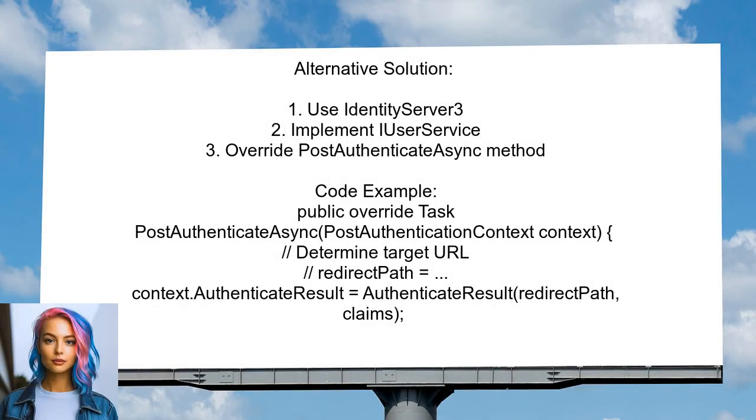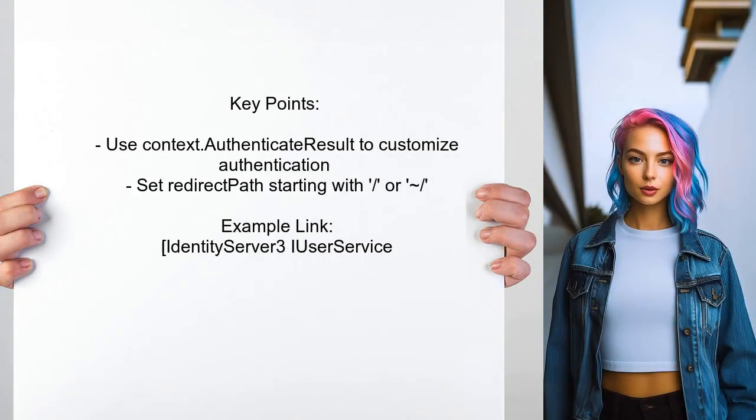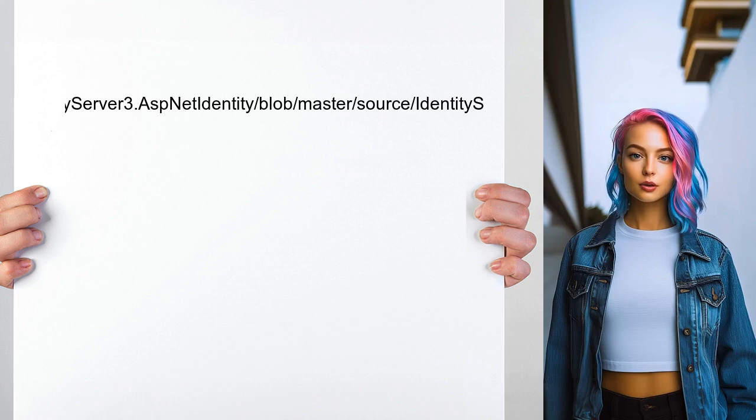An alternative approach shared by another user involves using Identity Server 3. They suggest implementing the IUserService interface, specifically the PostAuthenticateAsync method. This method is called after successful authentication, allowing you to run custom workflows before redirecting the user. The PostAuthenticateAsync method provides a context parameter that includes the AuthenticateResult property. You can set this property to customize the authentication outcome and define the redirect path, which must start with a slash.